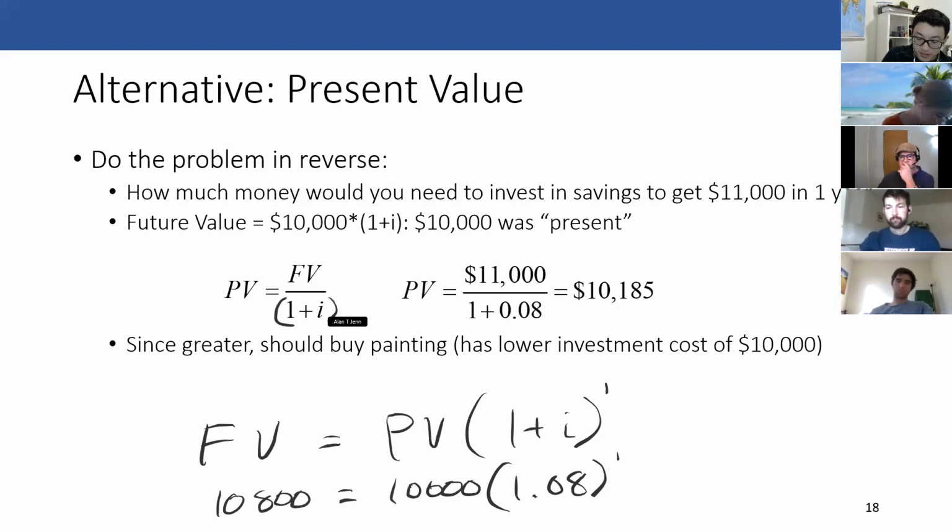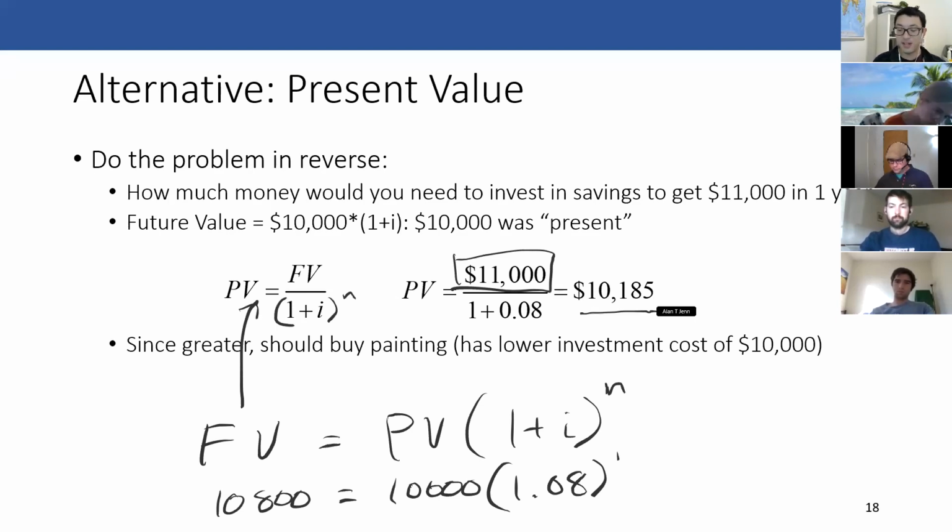So the more generic version of this would be n here. We can also go backwards and see how much money I would have needed to start with. And so the present value of having the $11,000 option, you can just change the equation from here to here. And you'd end up with this present value, which is greater than your initial value. So you choose that option. It has essentially a lower investment cost.